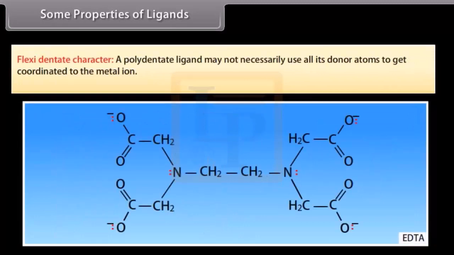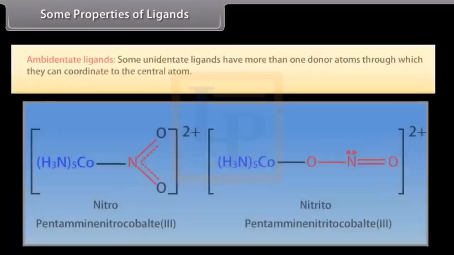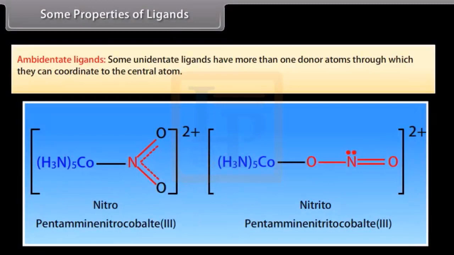Flexidentate character. A polydentate ligand may not necessarily use all its donor atoms to get coordinated to the metal ion. For example, EDTA can act as a hexadentate or a pentadentate or a tetradentate ligand. Ambidentate ligands. Some unidentate ligands have more than one donor atoms through which they can coordinate to the central atom.